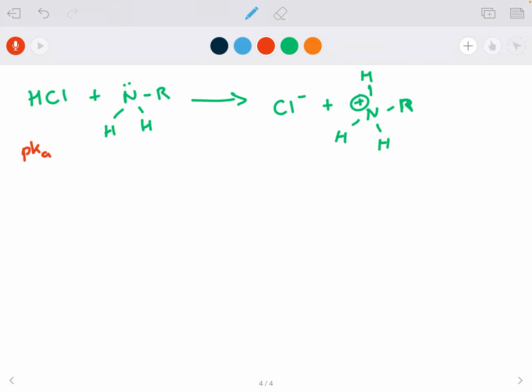The pKa is equal to -7 for HCl. The pKa of the ammonium ion is about 10. So it's much less acidic. So you're going to see a lot more of the ammonium ion in solution than you will of the strong acid HCl.